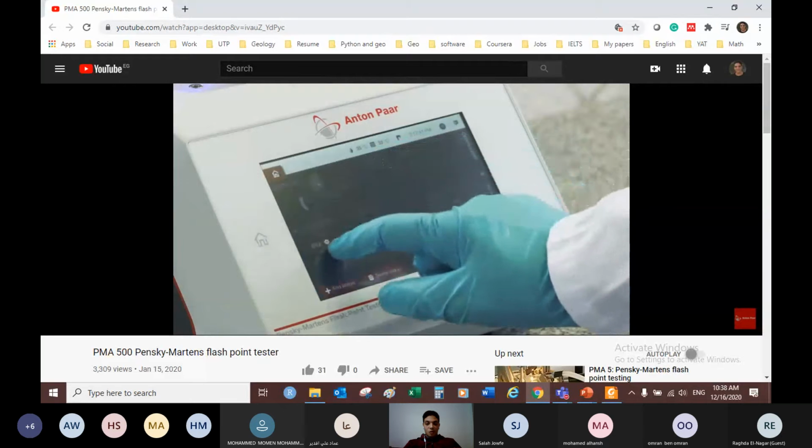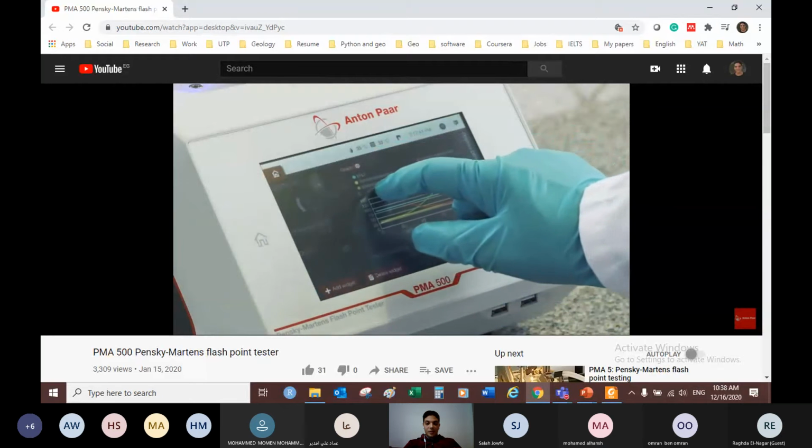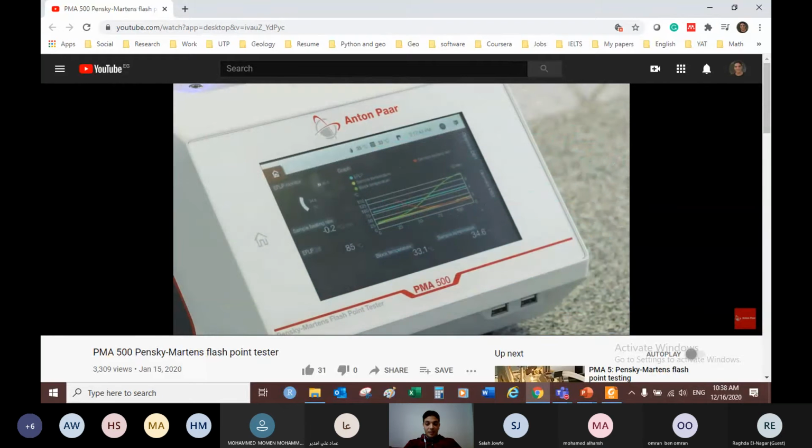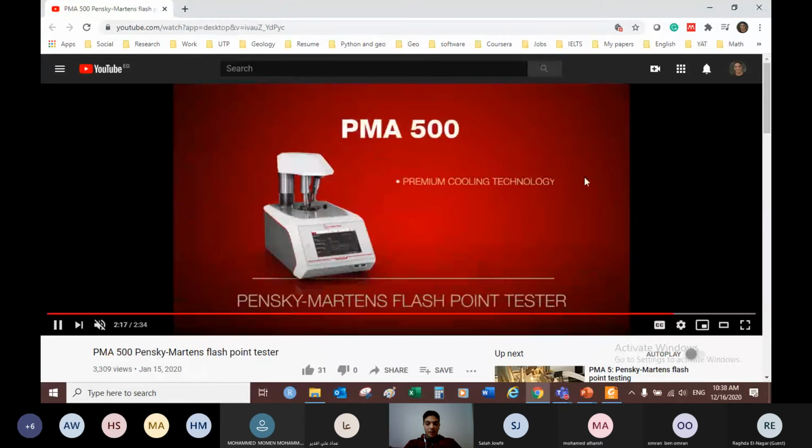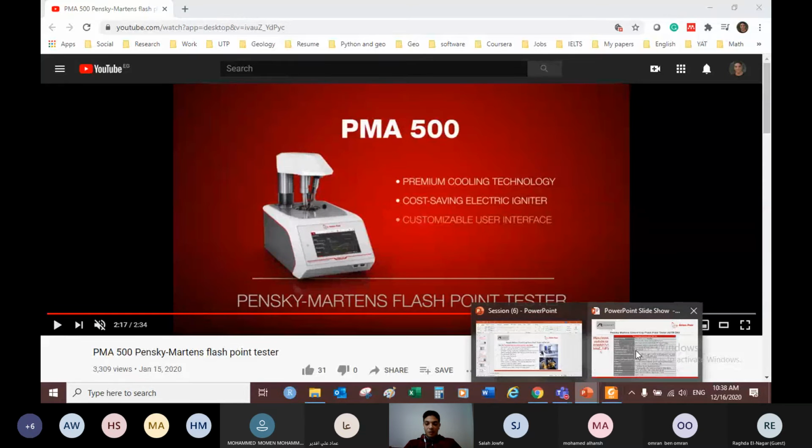And the advantage also of this instrument is that the touch screen is really big. It's a 7-inch touch screen, and this is the most modern Penske Martin flashpoint tester in the market.